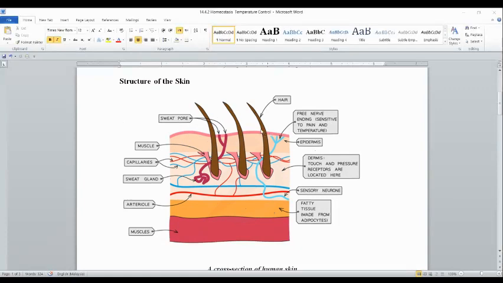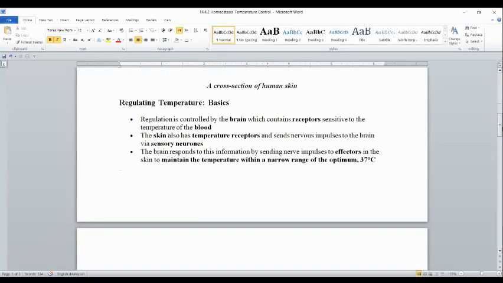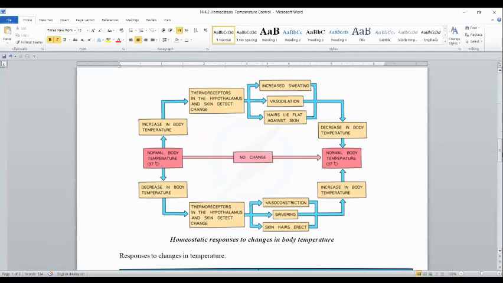Now, there is, of course, an opening here too, where the hair is coming out, and these are the sweat pores from where the water is evaporated or comes out onto your skin. I want to show this one also to you, what happens.